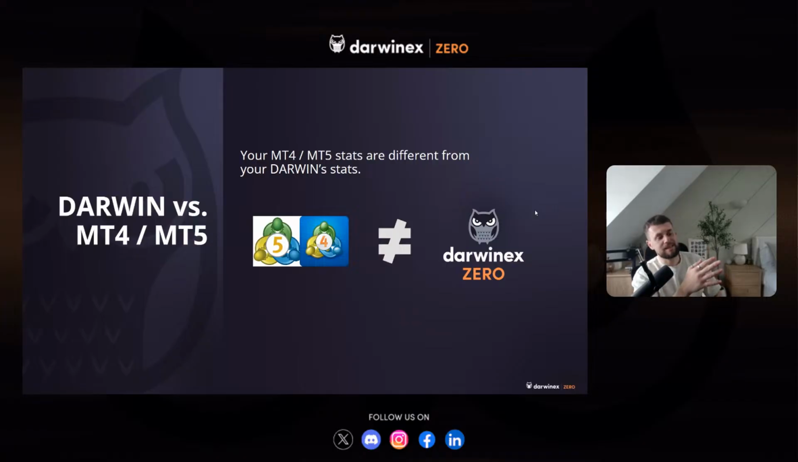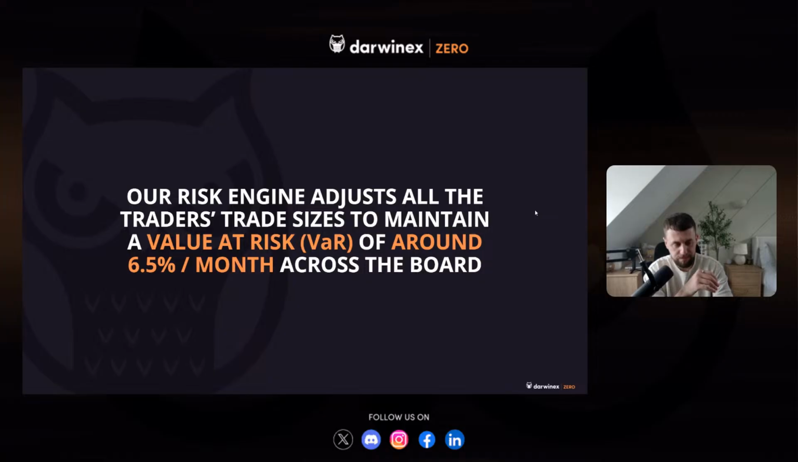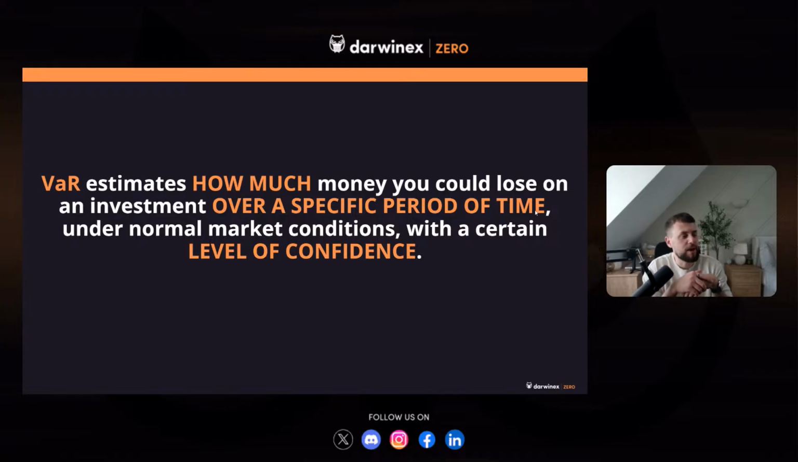So your Darwin statistics will always be different purely because it is risk adjusted by a proprietary risk engine. Now, our risk engine adjusts all traders' trade sizes to maintain a value at risk, or VAR, as we call it, of around 6.5% per month across the board, meaning that every trader is trading at the same level of risk. So value at risk estimates how much money you could lose on an investment over a specific period of time under normal market conditions with a certain level of confidence.